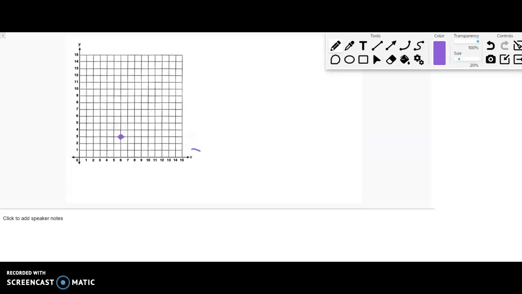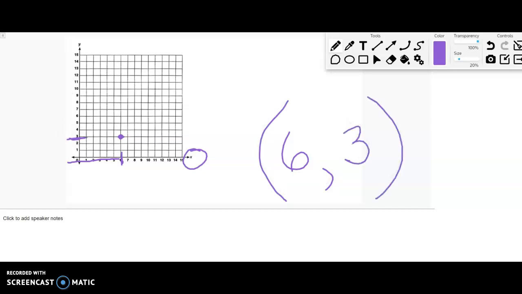Again, remember, first comes my x. So I would find on my x-axis that it's at 6. So that's the number I would write first. And then I would say, okay, what is it on my y-axis? It's at 3. So that is my second number. That's really all there is to it, just remembering that first I go over, then I go up. Let's just look at a couple more examples.